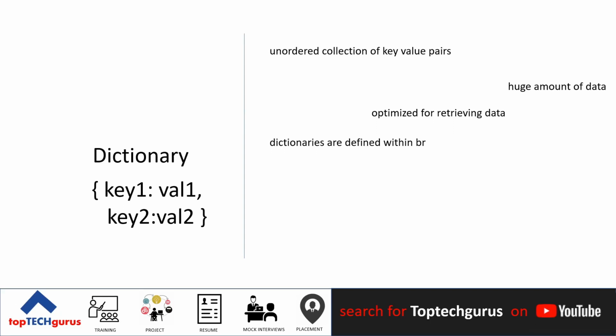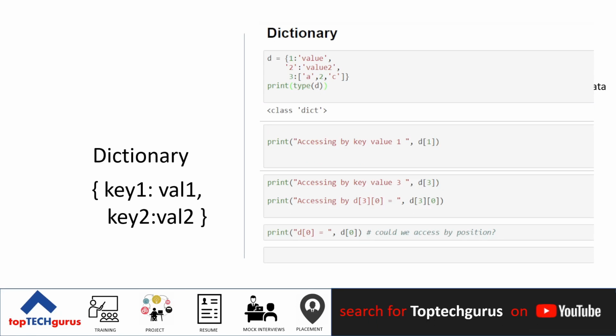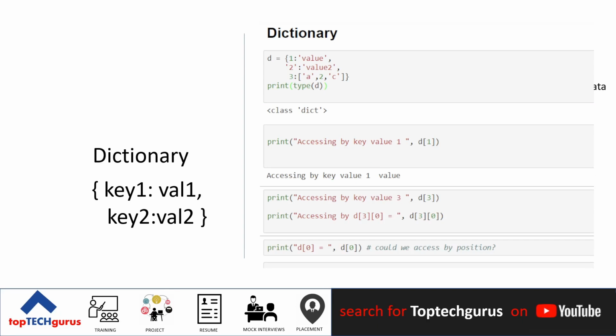The last item on this lesson's agenda is dictionary. A dictionary is an unordered collection of key value pairs. It is generally used when we have a huge amount of data. Dictionaries are optimized for retrieving data. We must know the key to retrieve the value. In Python, dictionaries are defined with curly braces, with each item being a pair in the form of key and value. The key and value can be of any type. In a dictionary, duplicate keys are not allowed, but the value can be duplicated. If we try to insert a value with a duplicate key, the old value will be replaced with the new value.